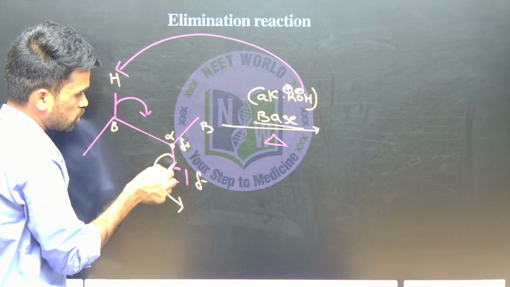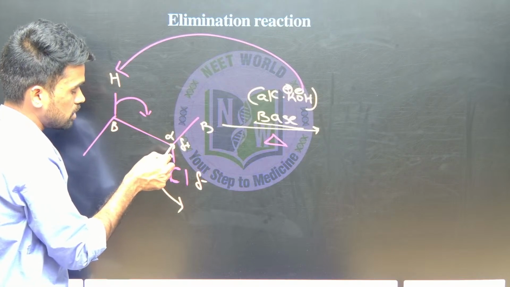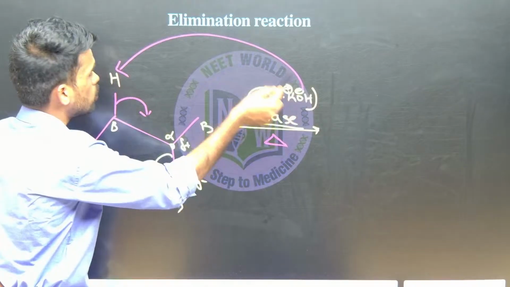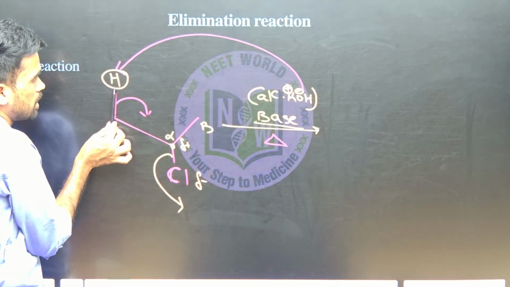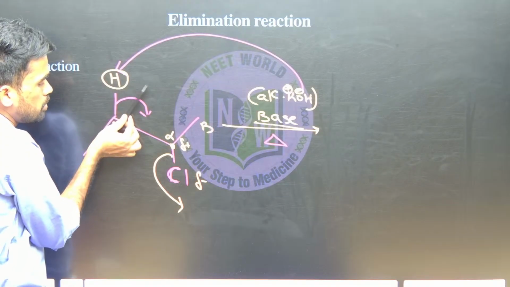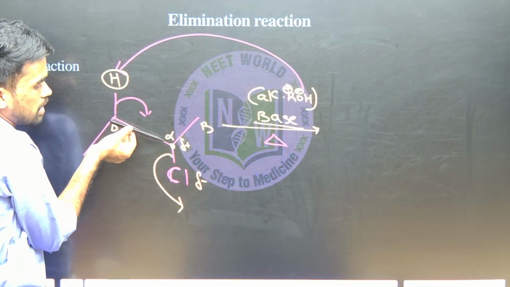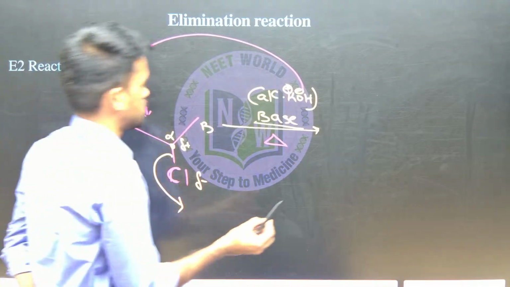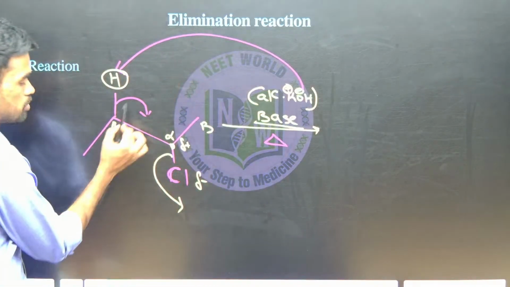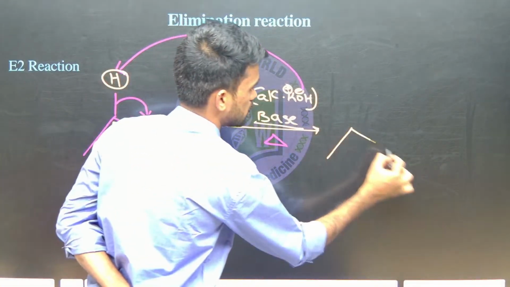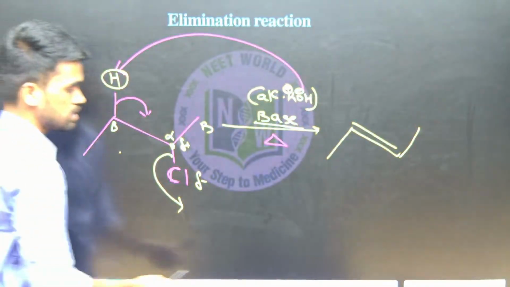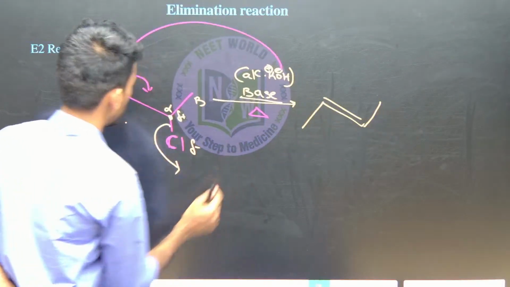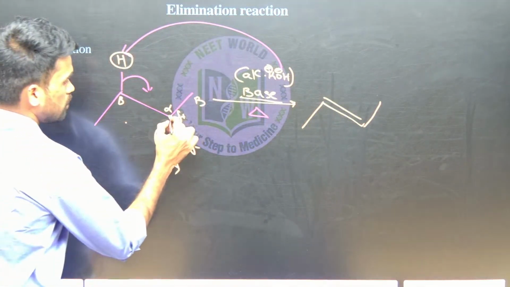See, as it goes out, electron deficiency is increasing here. At the same time this OH minus abstracts this proton, therefore the sigma bond between hydrogen and carbon shifts into the vacant orbital, or sigma star orbital, of this carbon. Therefore it will make a bond like this. Okay, is this clear?